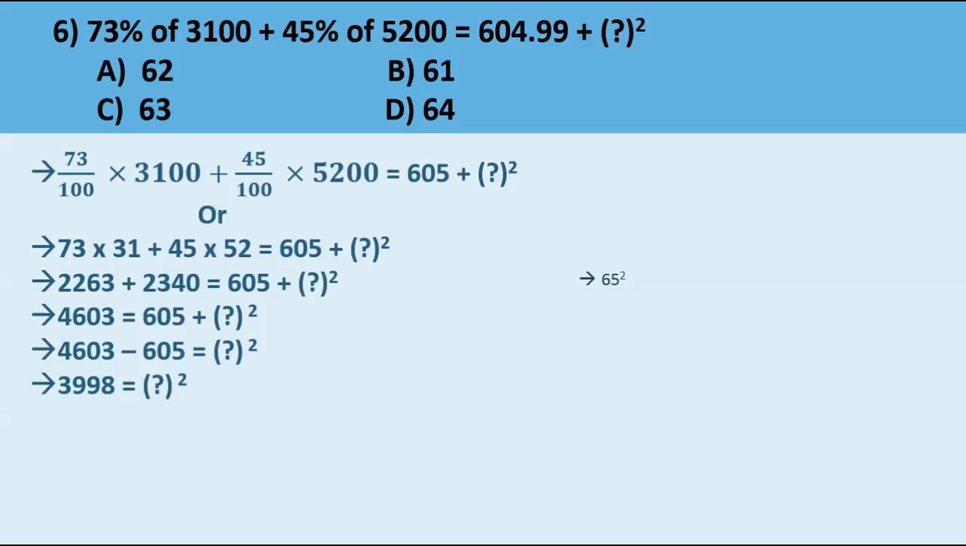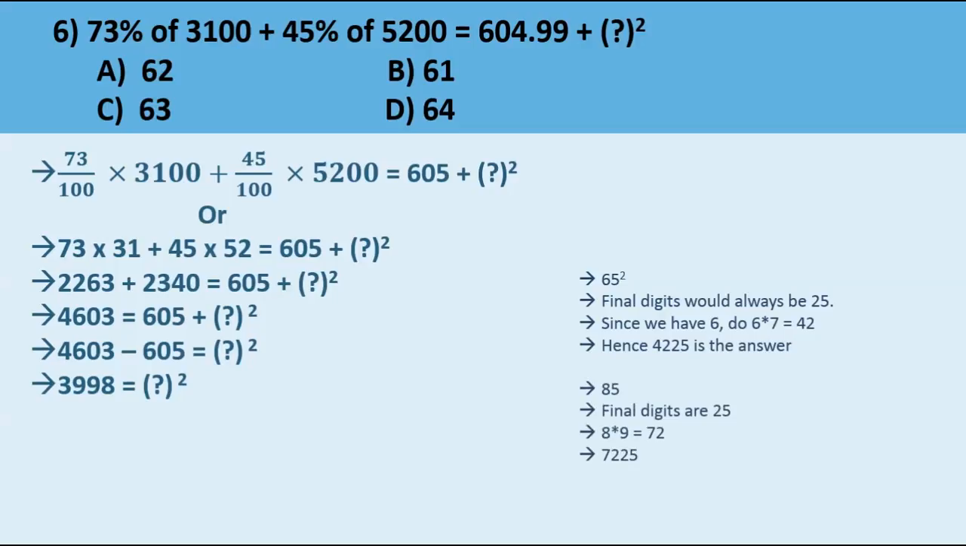In order to do so, in this case, we know that the first digit is 6. We multiply 6 with the next number, that is 7. So in our case, 6 into 7 would give us 42. So we can write the final answer as 4225. Let us take another example. Consider 85. The last two digits are 25 and the previous digits would be 8 into 9, which is equal to 72. So the final answer would be 7225.